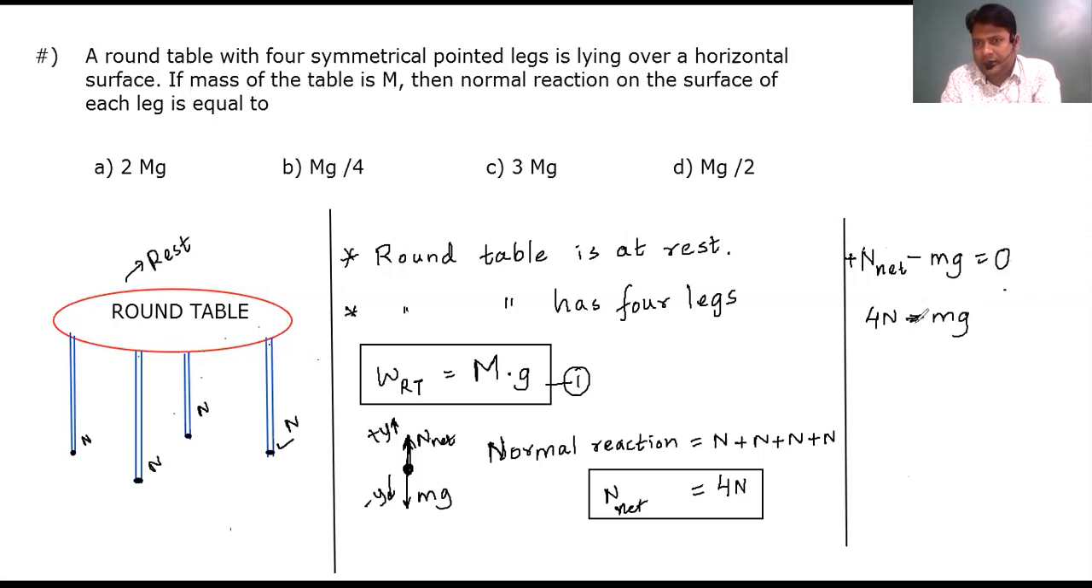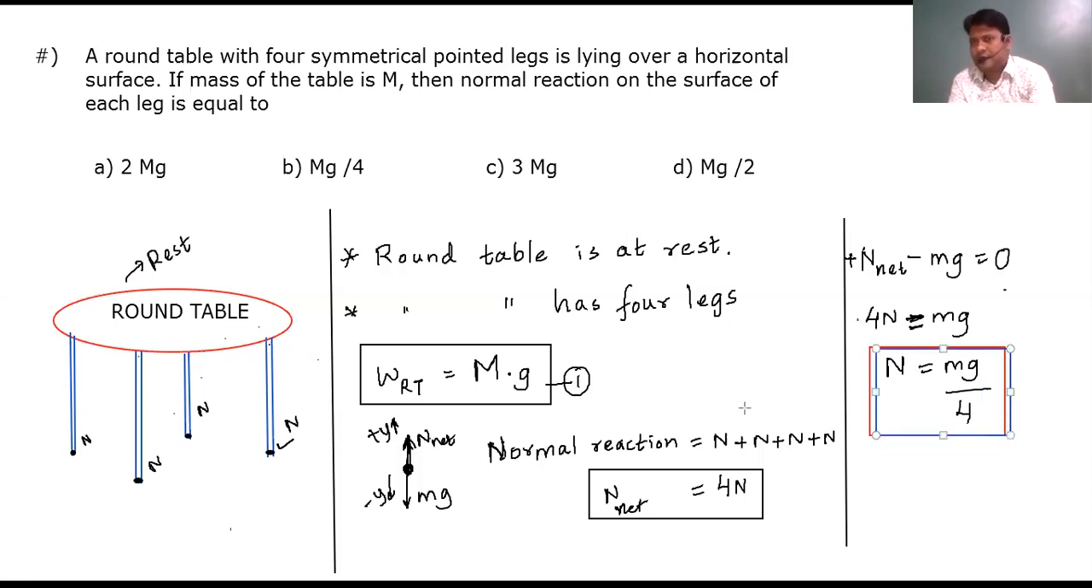So the normal reaction acting upon a single leg, capital N, is equal to Mg by 4, as you can see here. So the answer is capital N equals Mg by 4. This is the right answer. Where is this in the options? It will be option D. So option D is the right answer.